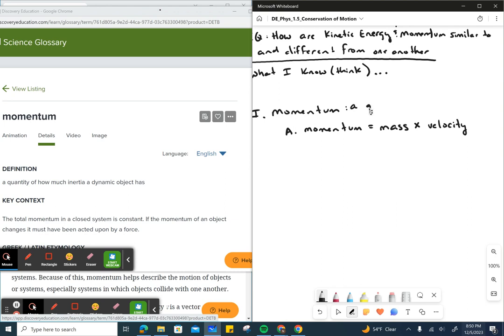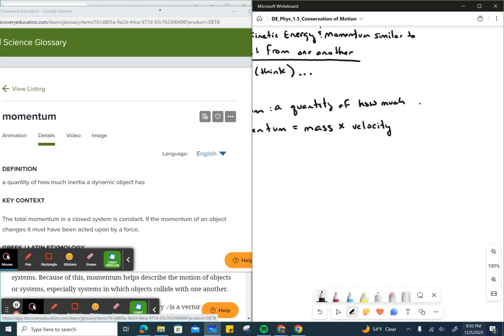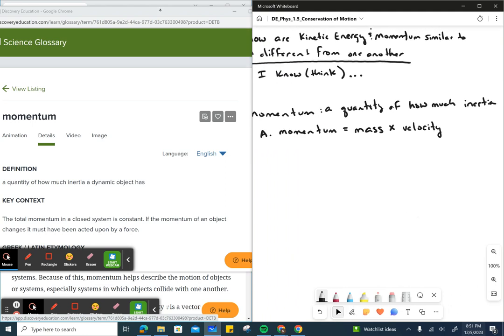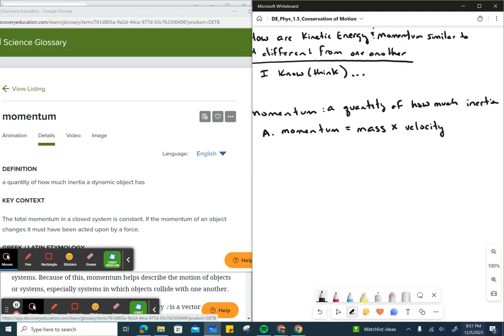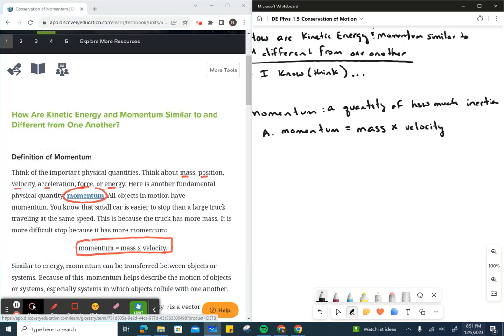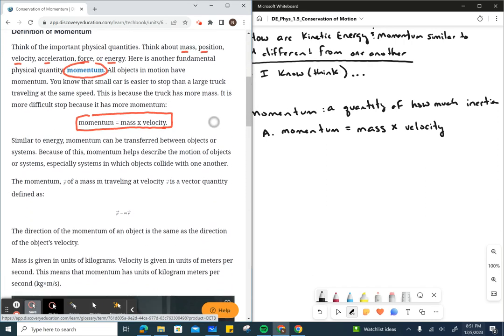It's a quantity of how much inertia a dynamic object has. A dynamic, a moving object. Okay, so we have a written out definition and we have a mathematical definition of that as well. And we're going to go ahead and just downsize our definitions here. And let's continue to move through our page here.